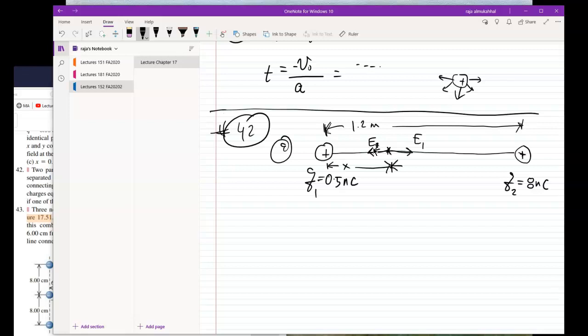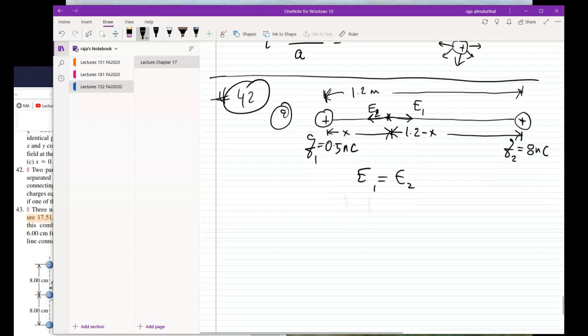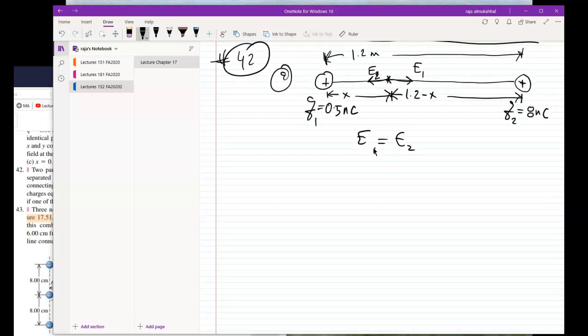So if this is a distance x, I need to find that x. Now this one here would be 1.2 minus x. So now, E1 equals E2. This is where they will cancel each other, when the two are equal. So I have k Q1 over x squared, since Q1 is right here, equals k Q2 over (1.2 minus x) squared.